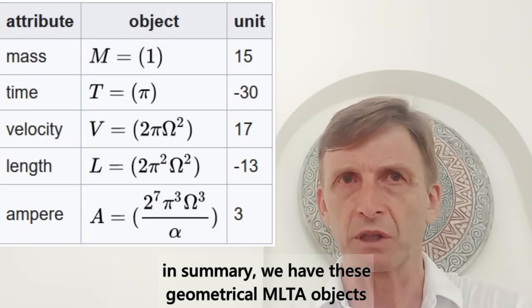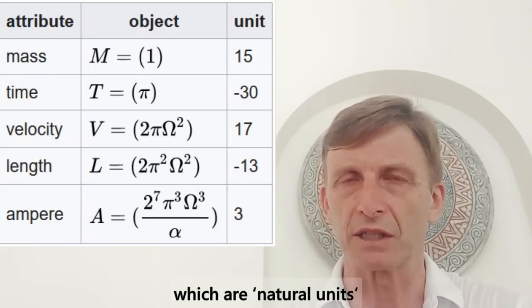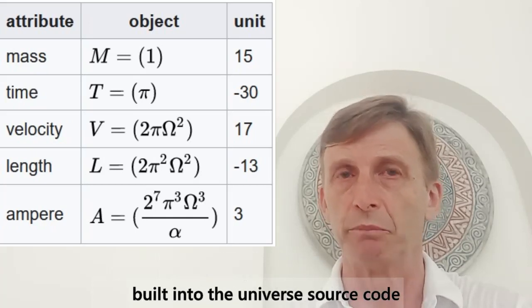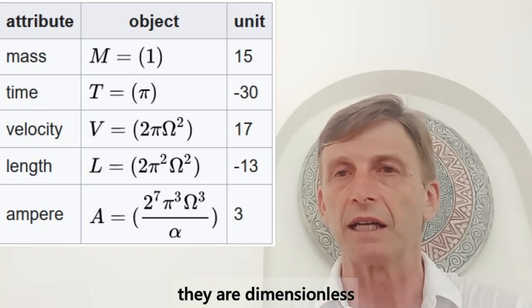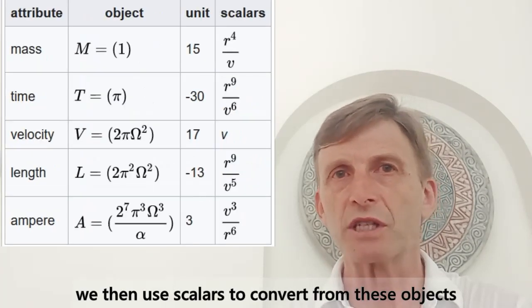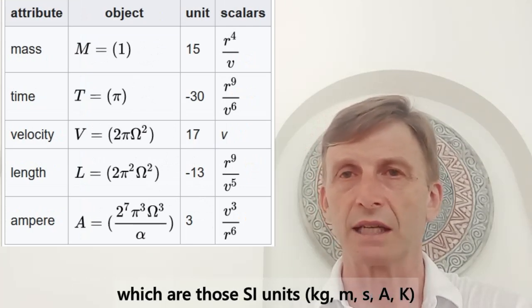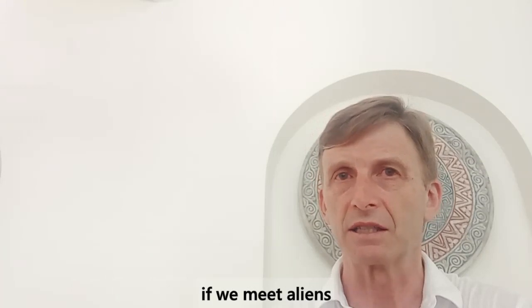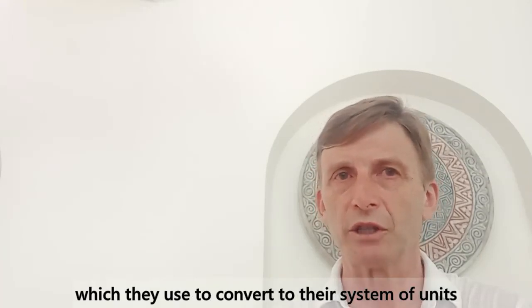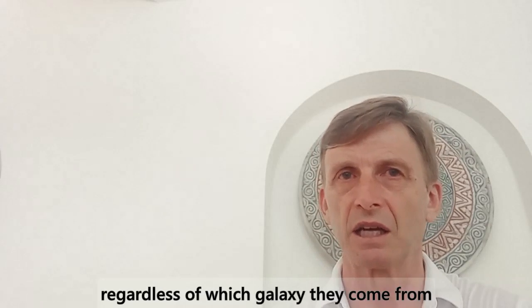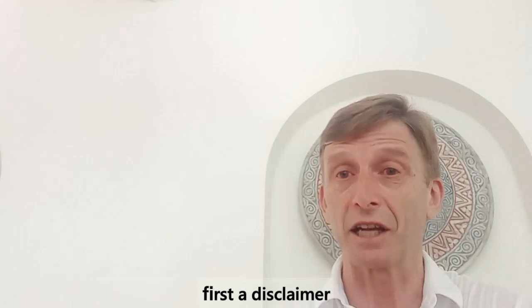In summary, we have these geometrical MLTA objects, which are natural units. They are the units used by the universe itself, built into the universe source code. They are dimensionless. We then use scalars to convert from these objects to the system of units we use, which are those SI units. If we meet aliens, they will also be using scalars, which they use to convert to their system of units. The MLTA objects, however, being universal, will be the same for aliens, regardless of which galaxy they come from.